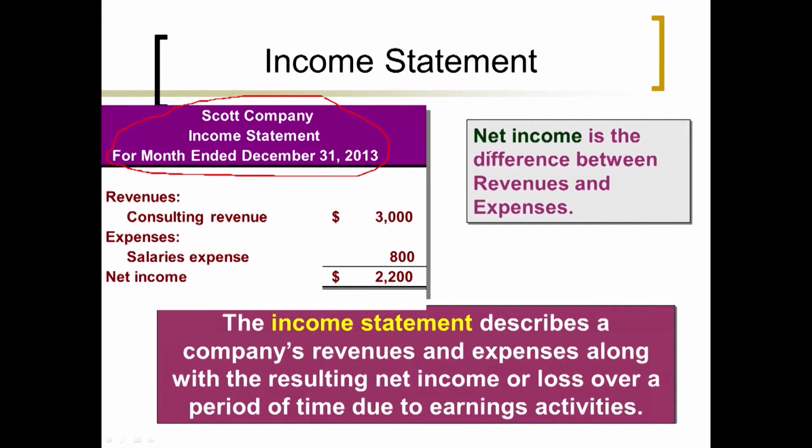All right. Let's talk about the dating of this income statement. It says for the month ended December 31, 2013. Okay? I want to talk about why it's so important that you list it that way. Okay, let's come off that for a second.